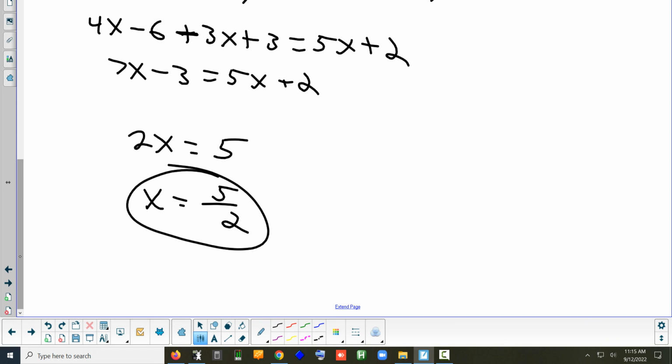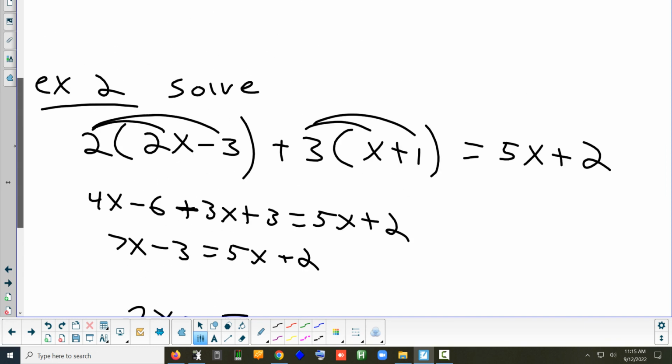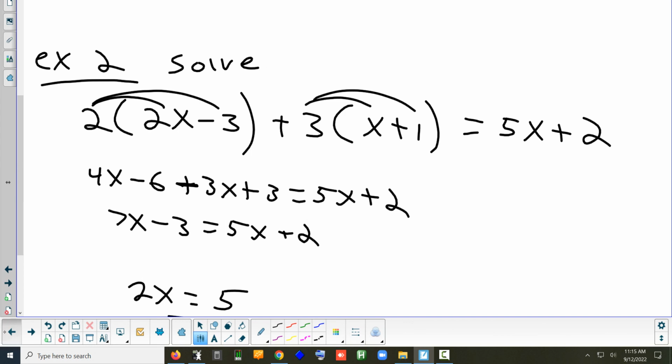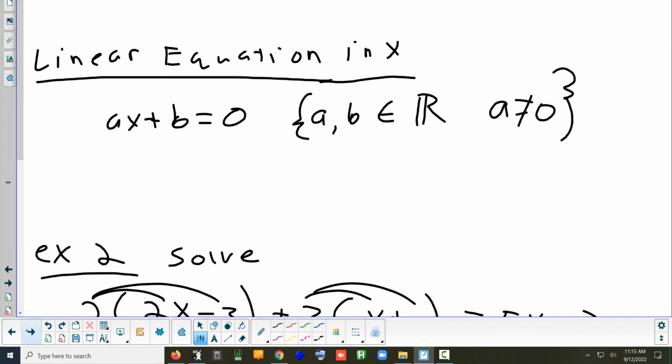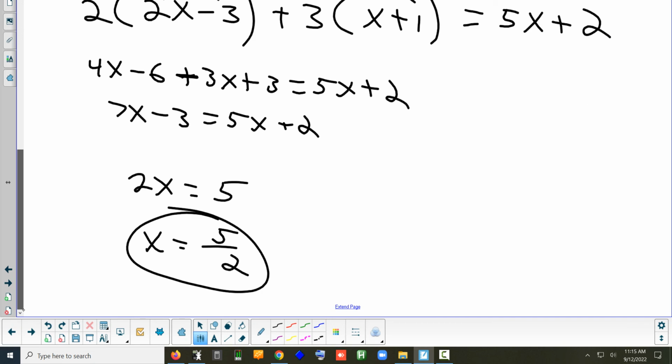Okay. Basic, very quick review of a linear equation. Now, you might say, wait a minute, that's not in the form ax plus b equals 0. Well, it could be if I took this last step, 2x minus 5 equals 0. There it is. So I can eventually take the equation they give me and write it in that form. If you can do that, it means it's linear.